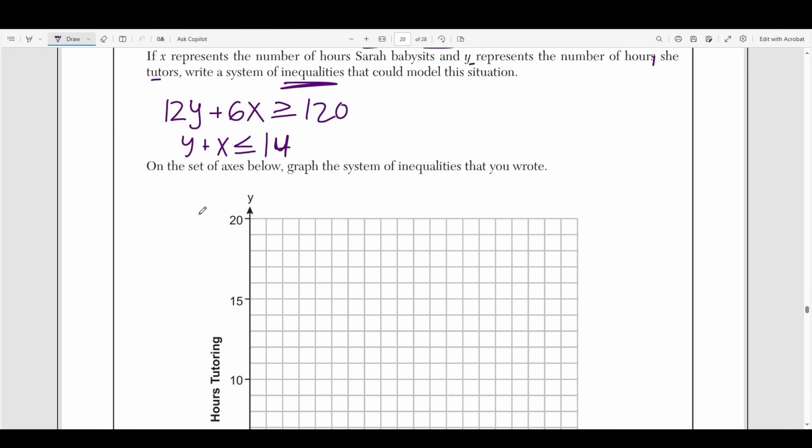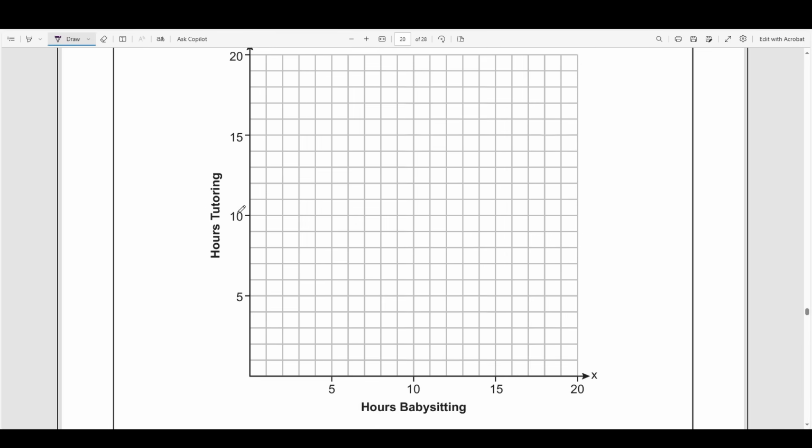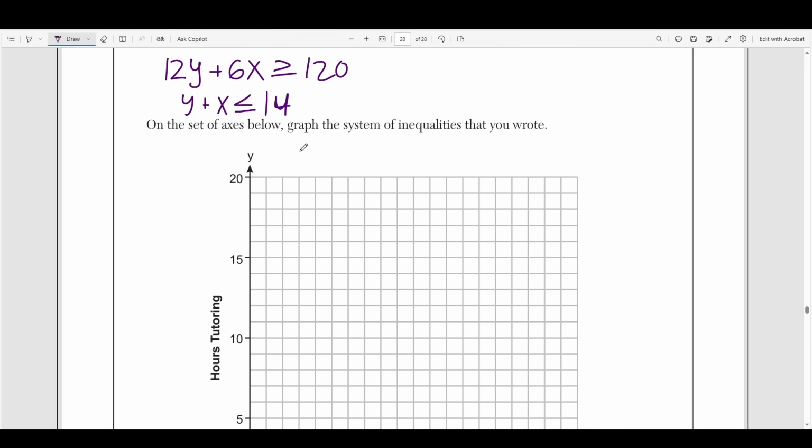Then they want us to, on the set of axes below, graph the system of inequalities that we wrote. So it's going to be pretty easy. We just have to graph these equations out. Notice that whenever you're graphing inequalities and you have a greater than or equal to or a less than or equal to sign, you write a solid line. And whenever you have a less than sign or a greater than sign, you draw a dashed line. So we're going to have two solid lines here because we have a greater than or equal to and a less than or equal to sign.